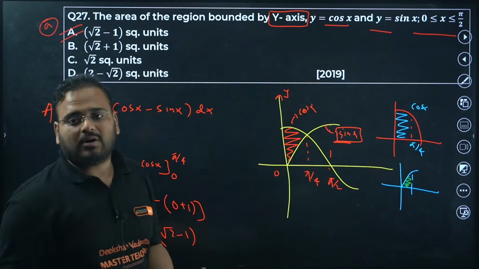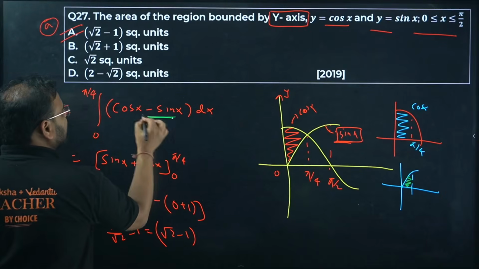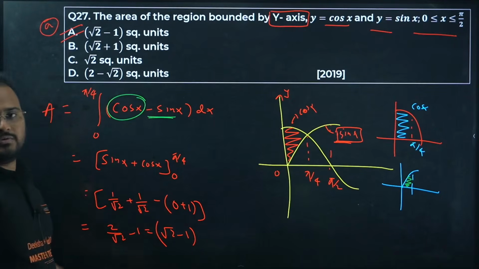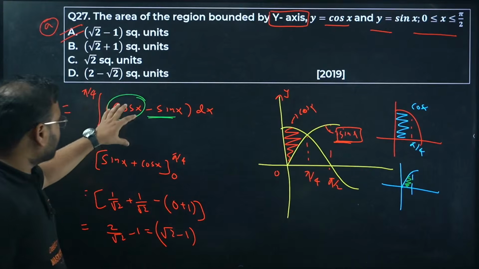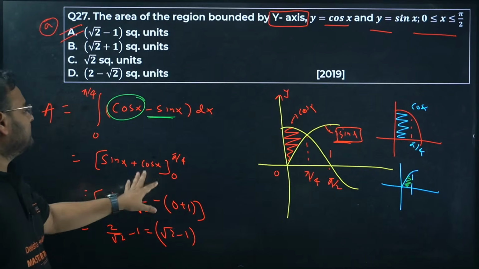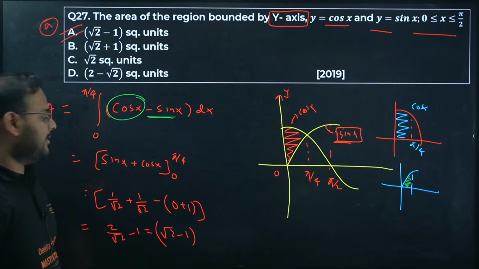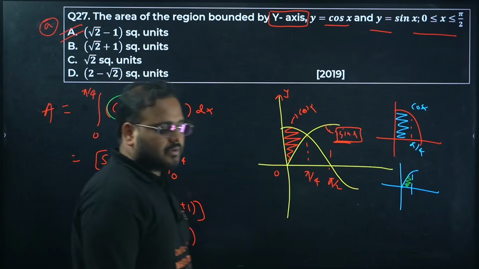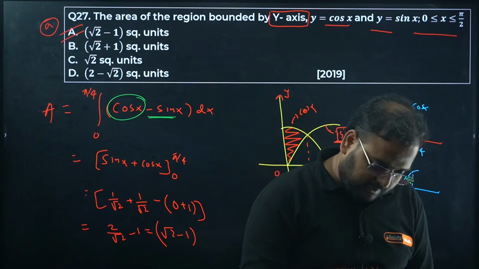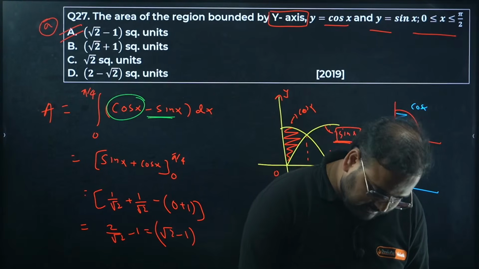So remove sine from cos. I've taken the difference. Find the area under the cos. Cos integration is sine, and sine integration will give minus cos. Put the values of the limits. Get the answer as root 2 minus 1. Does it make sense? 27th one, does it make sense?